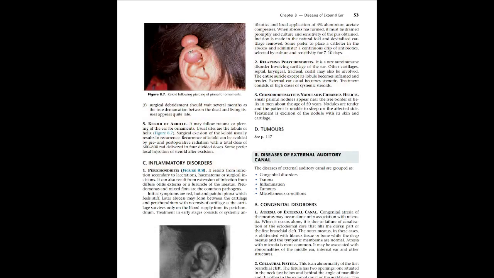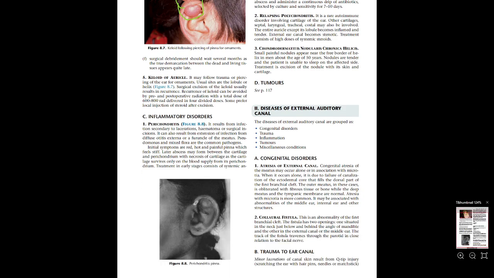Okay, and this is keloid formation due to the use of piercing, after the piercing of the ear. Okay, this is inflammation of the cartilage, and it is quite painful on touch.